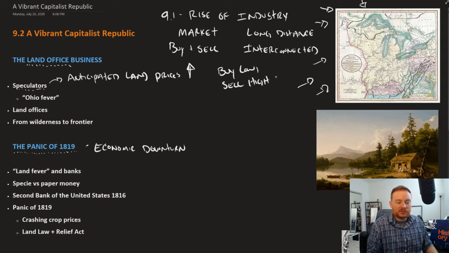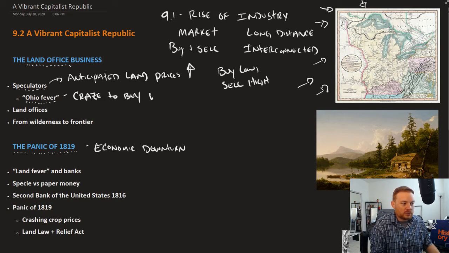And especially after the American Revolutionary period, one of the only ways that the Articles government could raise money was to sell land in the West. And so you had these speculators who went out there, bought up an enormous amount of land. This craze for land in the Northwest was referred to as Ohio fever, right? So this might be the craze to buy Western lands.